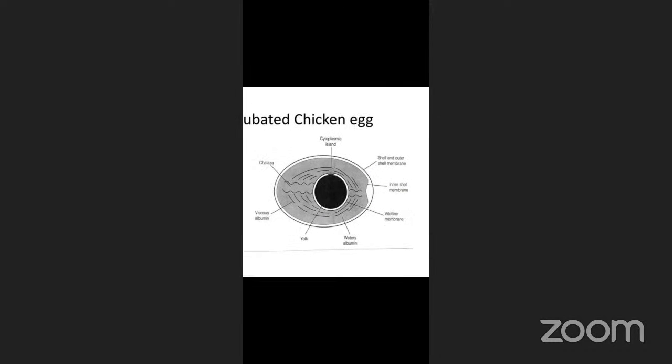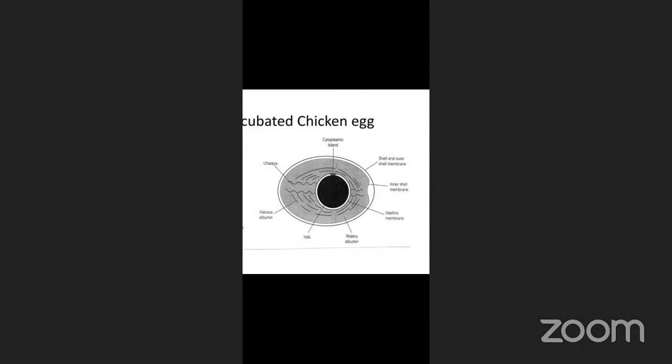So this is the unincubated chicken egg. You can see it is surrounded by shell and outer shell membrane. Then you have the inner shell membrane. Within that we have watery albumin, and that albumin, towards the center, is viscous in nature. And we have some structures called chalaza. Then at the center, you have the cytoplasmic island, and inside that you have yolk. This cytoplasmic island is surrounded by the vitelline membrane.